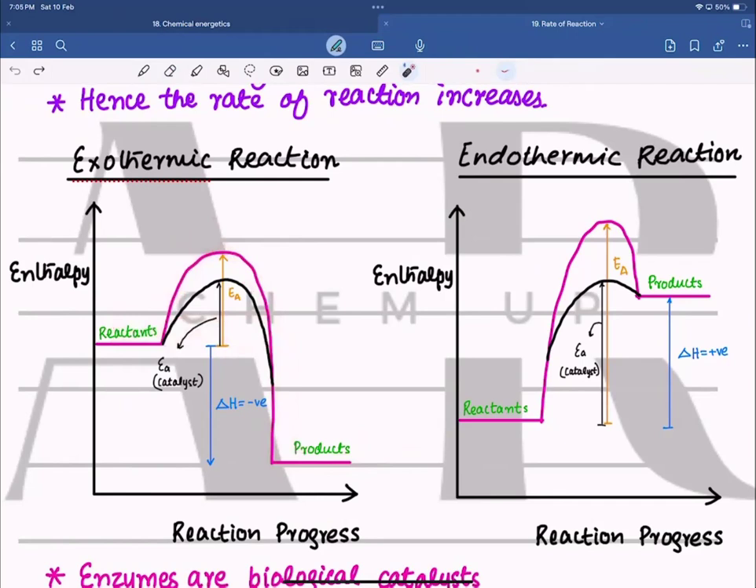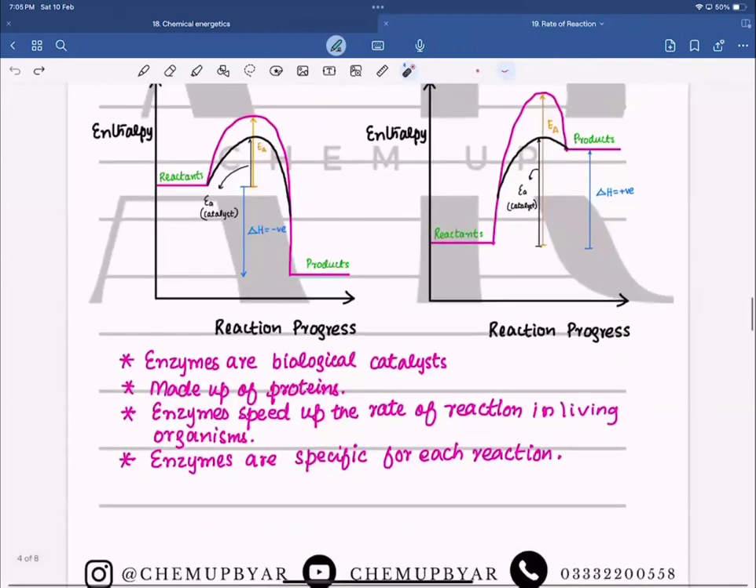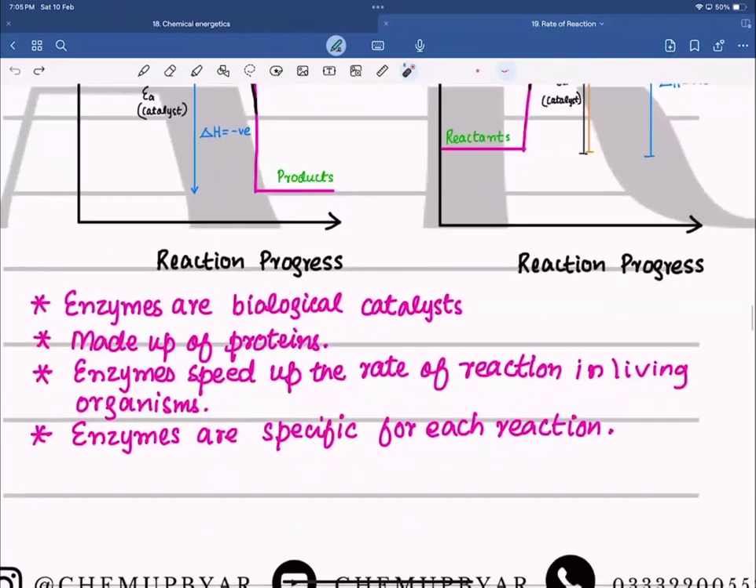Yes, sir. Okay. So these are the four points on enzymes we just completed, and we will end the class over here. Enzymes are biological catalysts. They are made up of proteins, and they also speed up reactions in living organisms, but they speed up much faster as compared to normal catalysts. And enzymes are specific for each reaction. It means that for every reaction, there is a different enzyme. Okay.